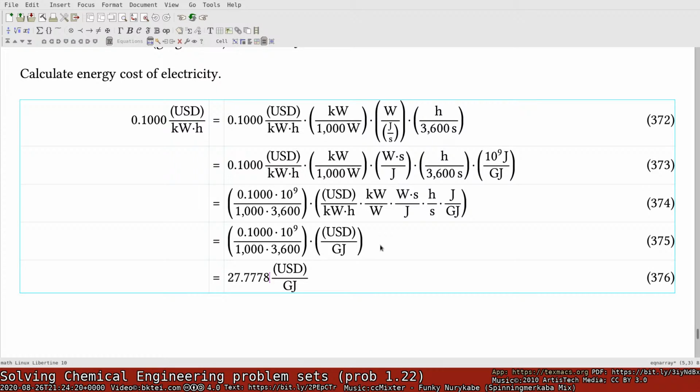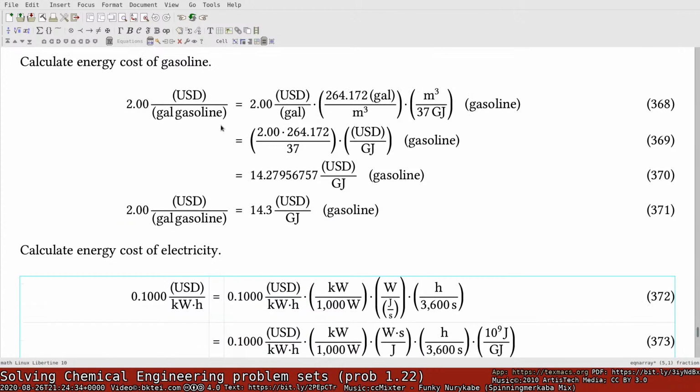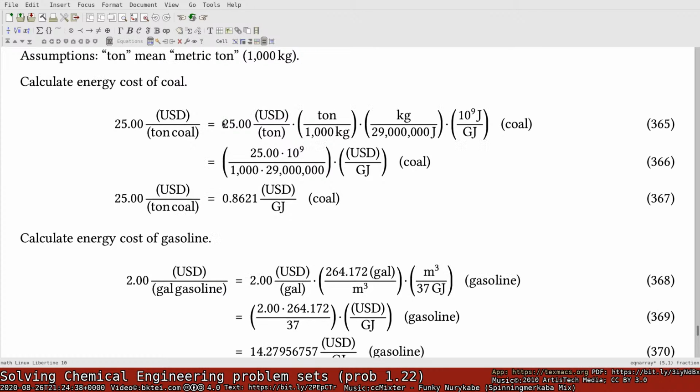Okay, so electricity is much more costly than gasoline, per raw gigajoule. Coal is much cheaper, but you have to process it. You can't just plug your coal into your toaster. That'd be kind of nice.